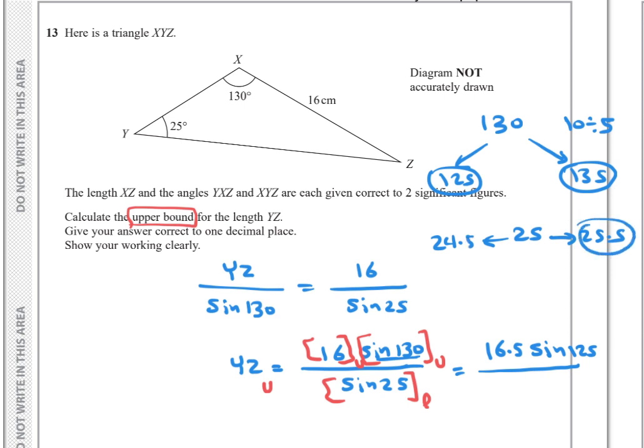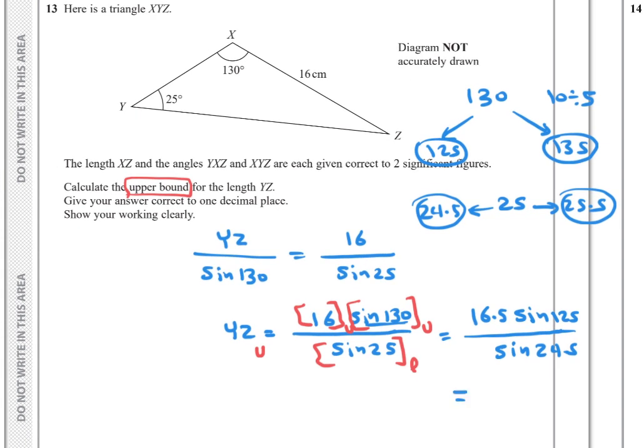So this is the upper and lower for 25. But for sine 25, which one of them gives you upper and lower? Use your calculator and find sine 25.5 and sine 24.5. You will find that the lower is sine 24.5. So sine 24.5. Now you can find the answer with your calculator. Equals 32.6 to one decimal place.